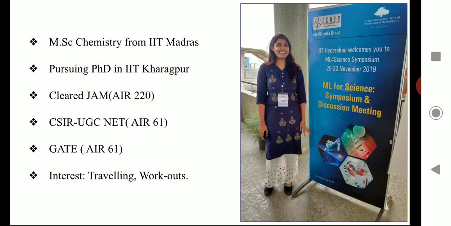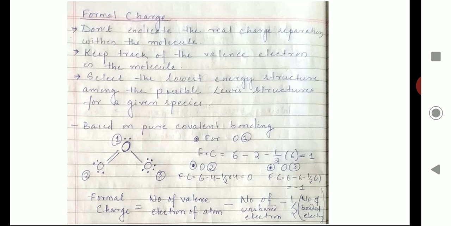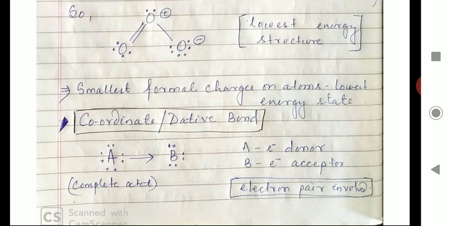In this video lecture, we will quickly go through the topics we covered in the second lecture. First is the formal charge. Formal charge is the charge on the atoms, and it doesn't indicate the real charge separation within the molecule. The smallest formal charges on each atom give the stable structure for the Lewis dot structure.